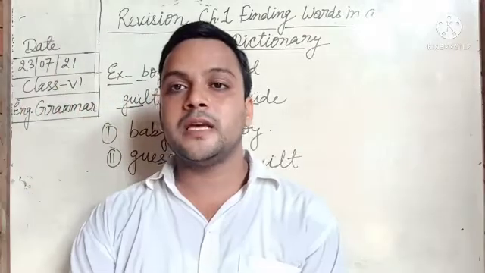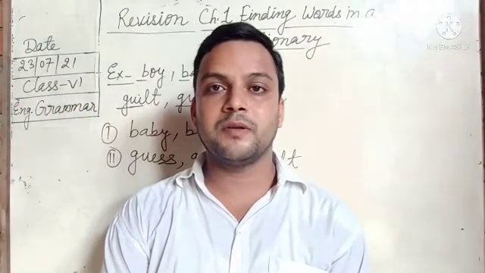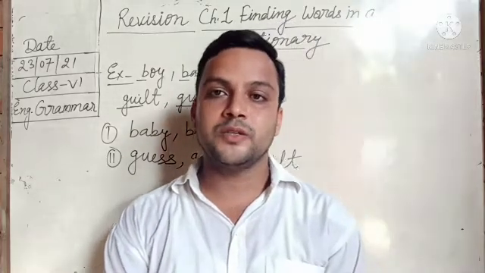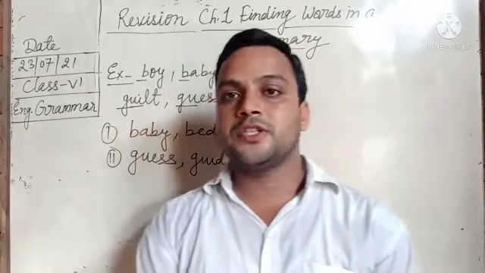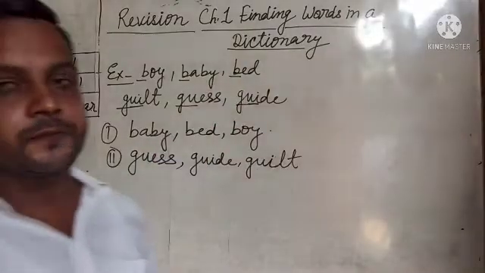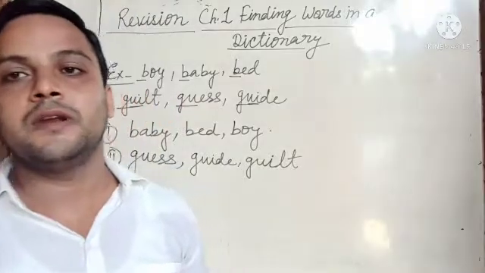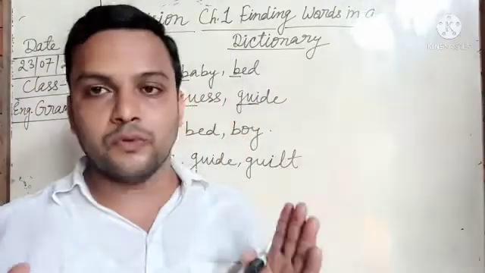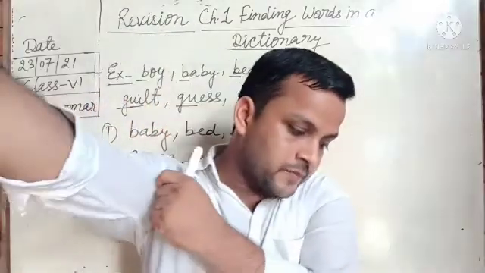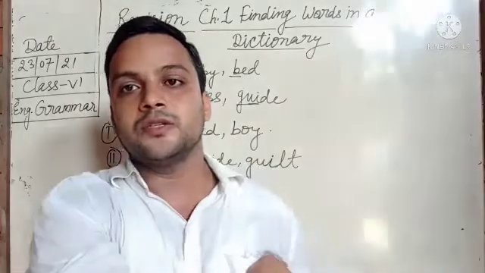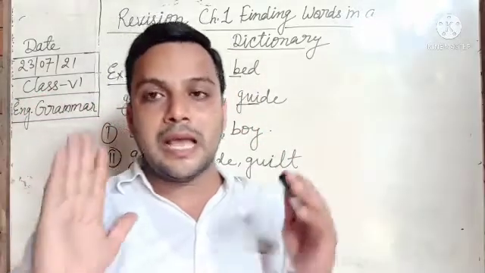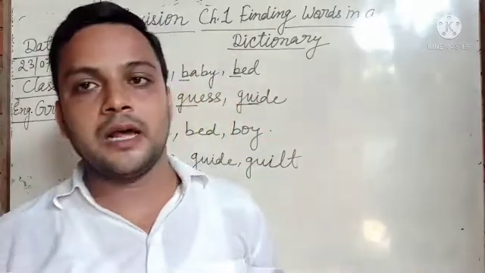Today we will revise English grammar from chapter number 1 to 5 and letter writing chapter number 41 and 42. So students, firstly we will revise chapter number 1, finding words in a dictionary. In this chapter, we will revise how to arrange the words in alphabetical order. The words of a dictionary are arranged in alphabetical order so that we can find any word easily. So how do we arrange the words in alphabetical order?